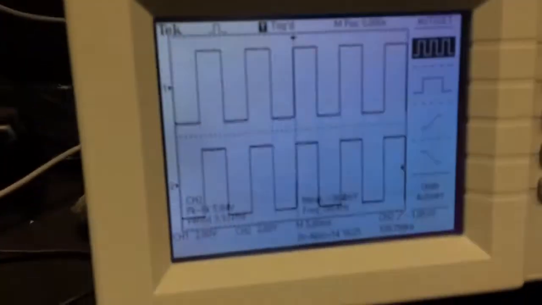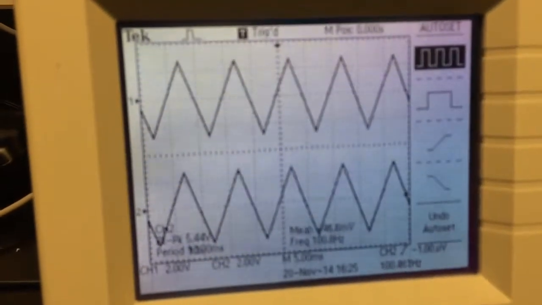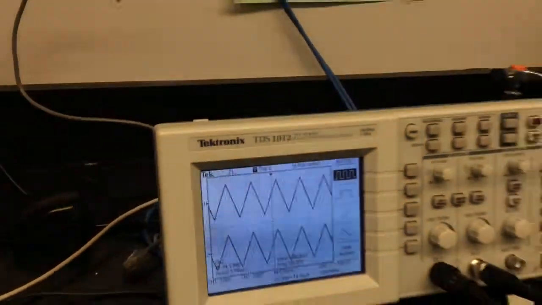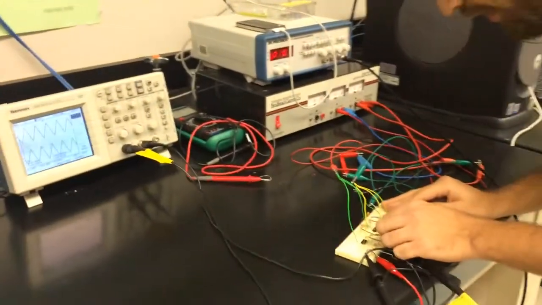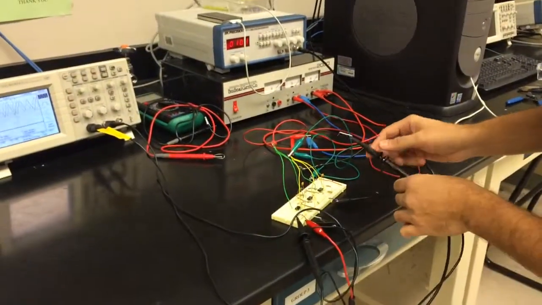Now looking at the square wave and the triangular wave. So in all these 3 we find that the input and the output are the same. That was expected. Now let us go for the third one, which is the derivative op-amp.